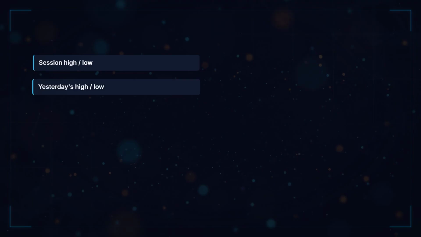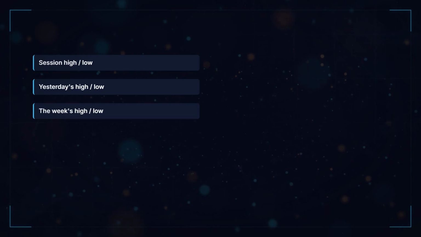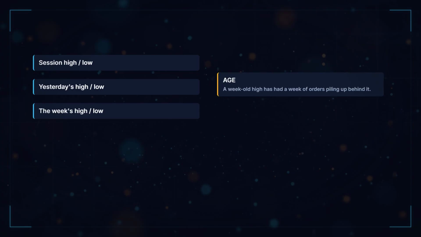The others are just as boring and just as reliable. The high and low of the session. Yesterday's high and low. The high and low of the week. Nothing clever, just the levels a normal person would mark. And there's a second dimension people miss entirely. Age. A high that has stood for a week has had a week of orders piling up behind it. A high from 20 minutes ago has had 20 minutes. Same shape on the chart, completely different size of pool. So when 2 levels compete for your attention, the older one usually wins.